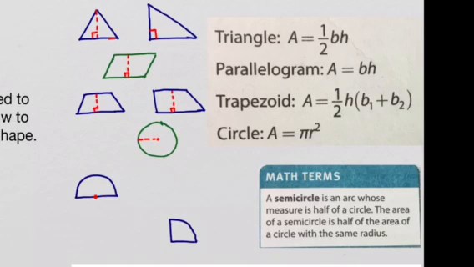Below it in green, we have a parallelogram. Remember, a parallelogram is basically a rectangle that is leaning to the side. So either base could be used for the measurement, and then the height is the distance between the two bases at a 90 degree angle. Below that in blue, we have a trapezoid.